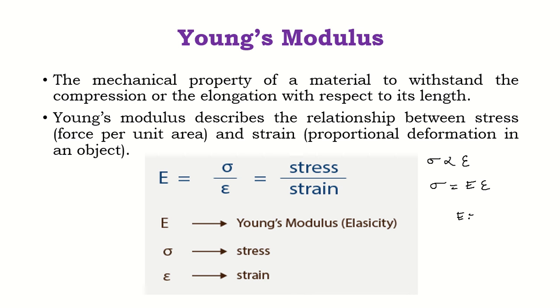So from here, capital E is equal to how much? Sigma by epsilon. So stress by strain. So Young's modulus is defined as the ratio of stress to strain of a material. Actually, it is the capacity of a material to withstand the compression or the elongation with respect to its length. Okay, so Young's modulus gives us the relationship between the stress which is applied on the body and the strain which is in the form of a deformation. This Young's modulus is named after the British scientist Thomas Young.